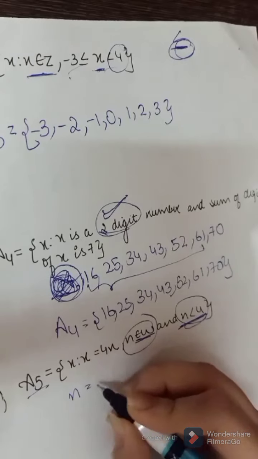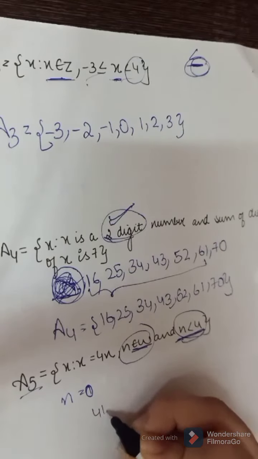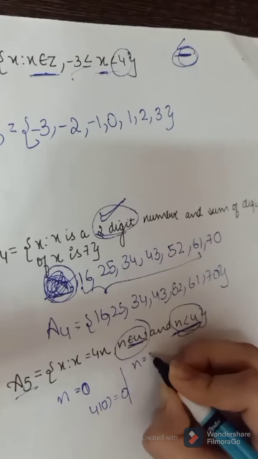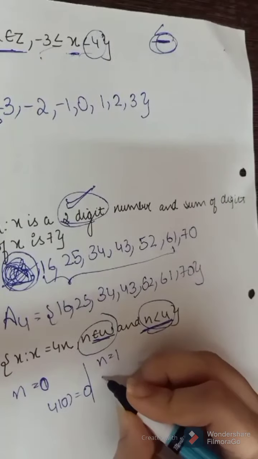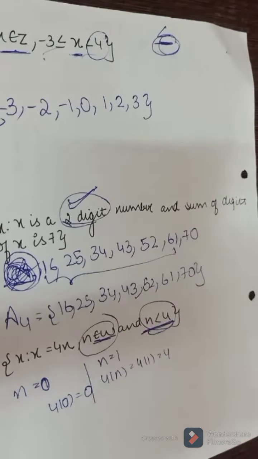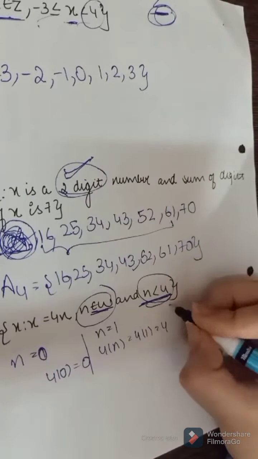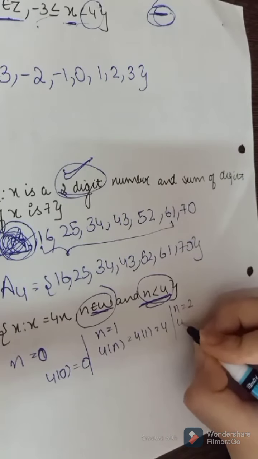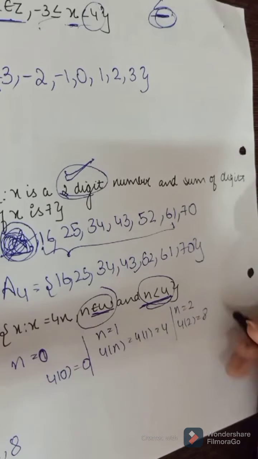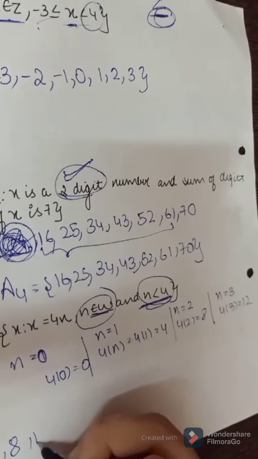So if n is 0, because whole numbers start from 0, then 4 into 0 would give you 0. So one element you got, that is 0. Now when n is 1, because 1 is also a whole number, then 4 into 1 would give you 4. So 4 is the second element of the set. Now if n is 2, then 4 into 2 would give you 8. So 8 is the third element of this set. Now when you put n equal to 3, then 4 into 3 will give you 12. So 12 also comes out.